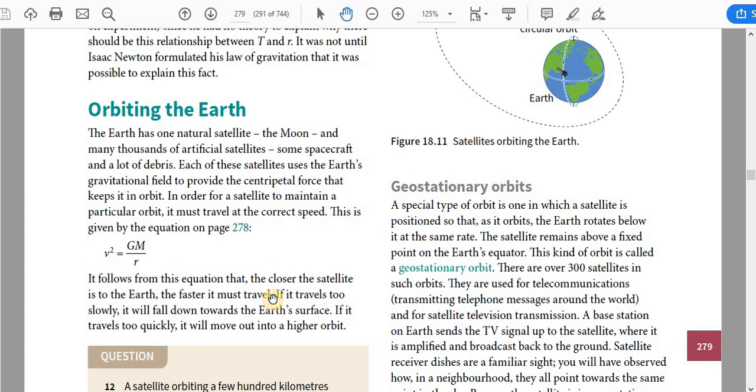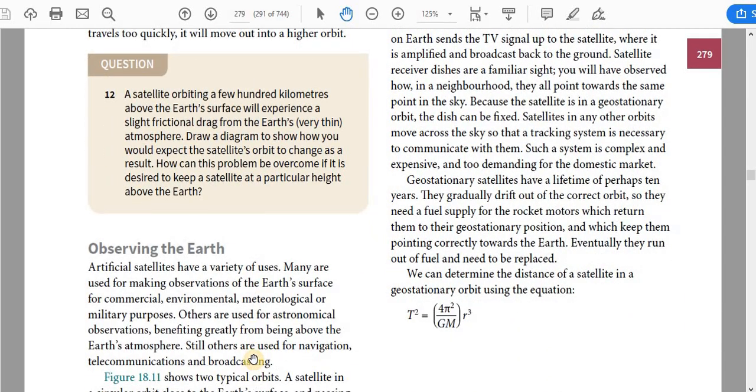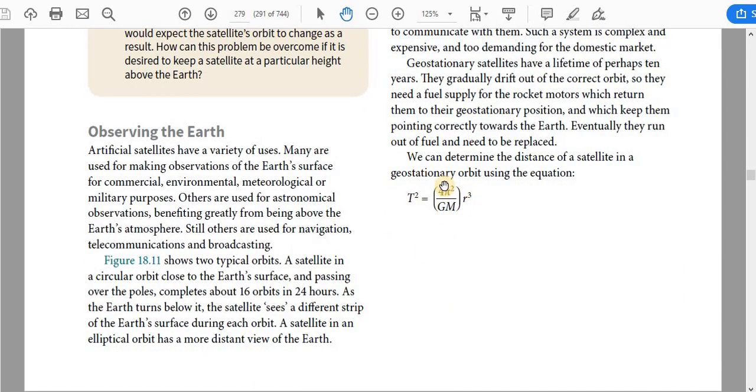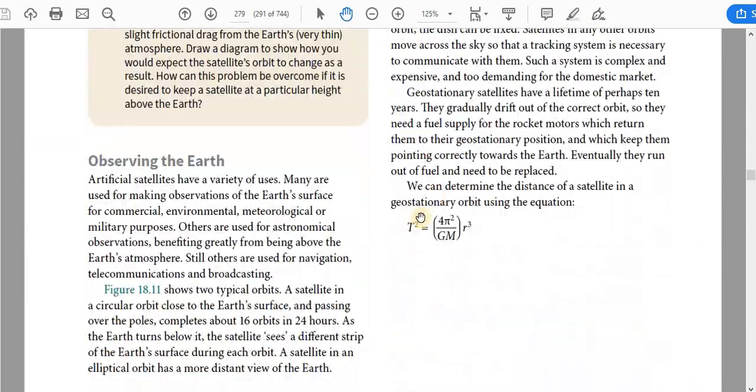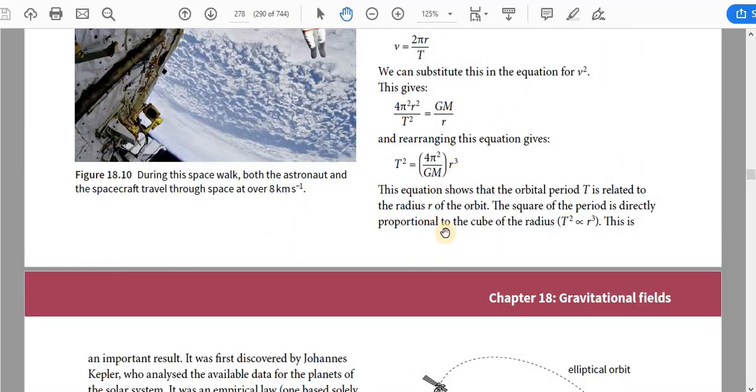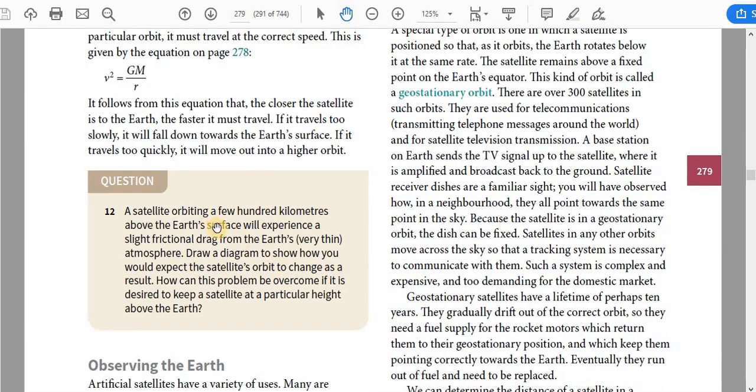It follows from this equation that the closer the satellite is to the Earth, so lesser the r, the faster it must travel. So if r is less, this should increase. If it travels too slowly, it will fall down towards the Earth's surface. I told you that. If it travels too quickly, it will move out into a higher orbit. Okay, so we have this equation over here which we get from this. Again, if you want, we can look. Yes. Then again, there are more questions.